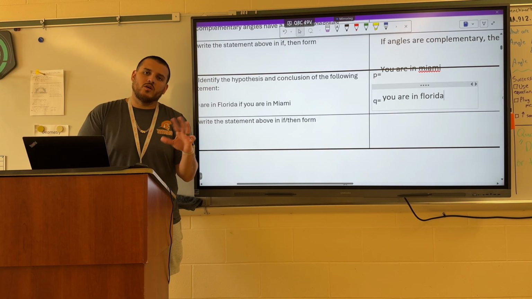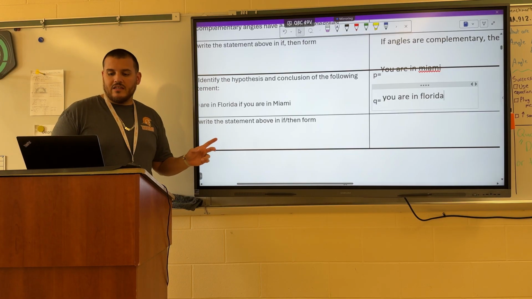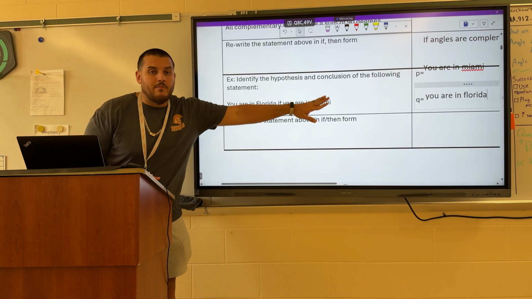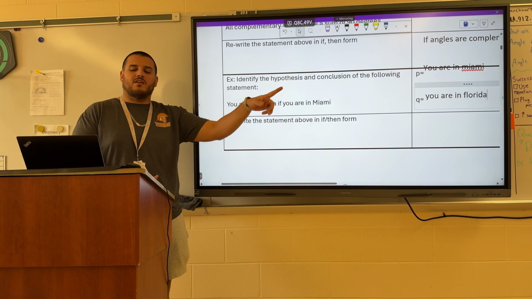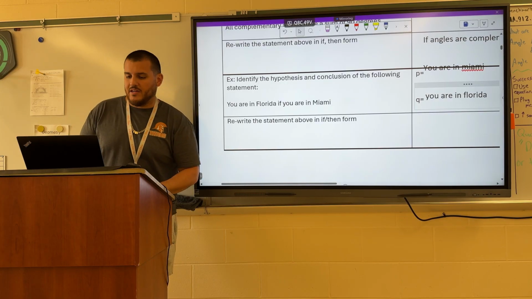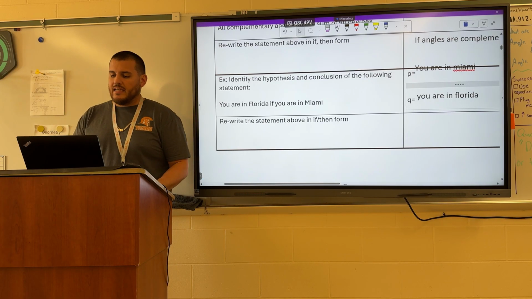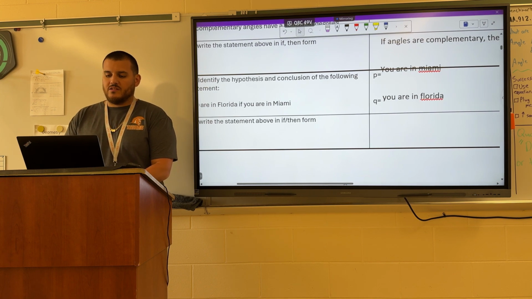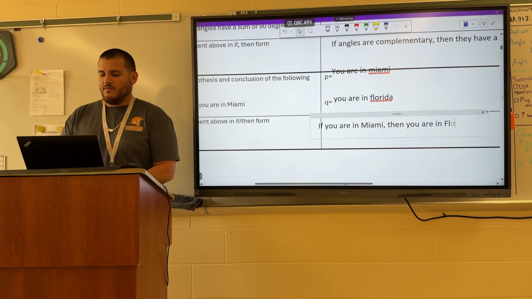So sometimes the order can be a little tricky here. It may make more sense if you were to read this with that part of the statement coming first. If you are in Miami, then you are in Florida. And that is exactly what we're asked to do down here, to rewrite the statement in if-then form. Typically, we would put the hypothesis first in these statements. So we would say, if you are in Miami, then you are in Florida.